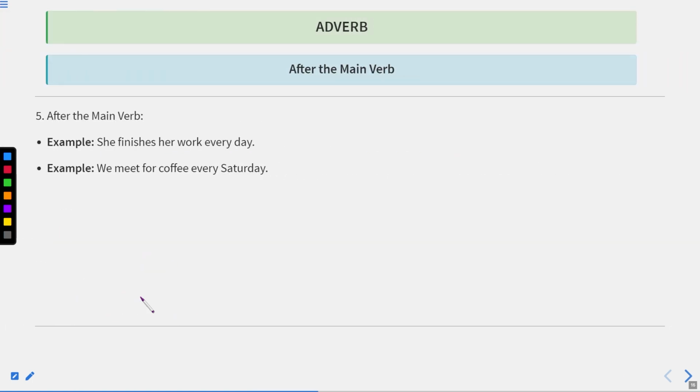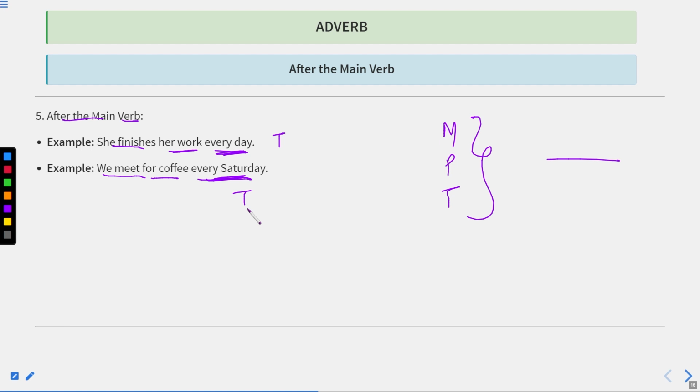So we should be able to distinguish between the two, that is adverb of time and adverb of frequency. Now, after the main verb, she finishes her work every day. Whenever we have any adverb like manner, place, and time, they always come after the main verb. We meet for coffee every Saturday. So every Saturday is also time.